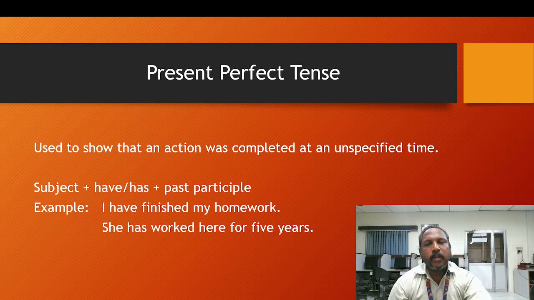Then present perfect tense is used to show that an action was completed at an unspecified time. We are unable to know when the action was completed. We have to follow certain rules for this. Subject plus have or has plus past participle verb, V3 verb. Example, I have finished my homework. Then she has worked here for 5 years. These actions were completed at an unspecified time.